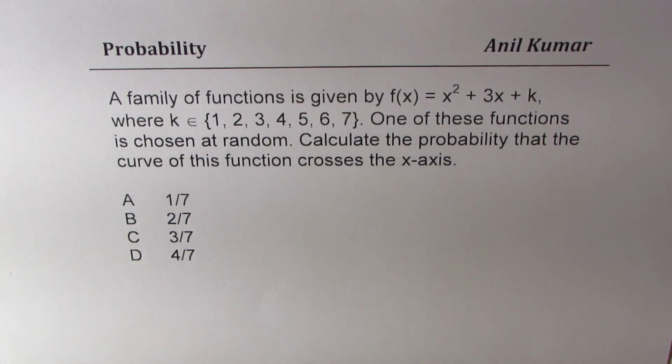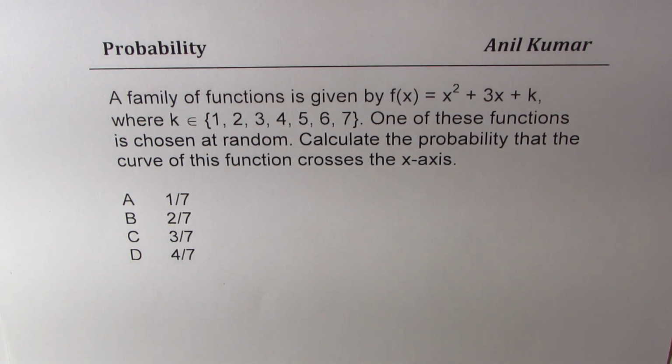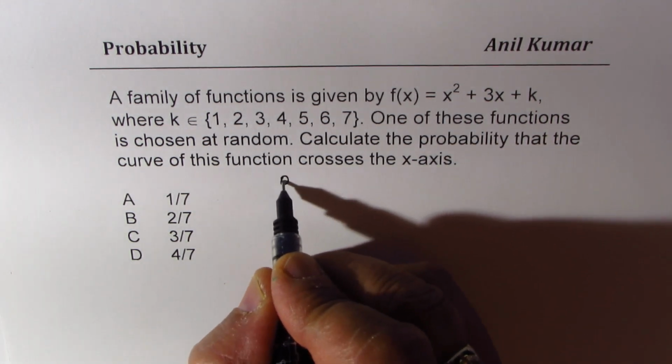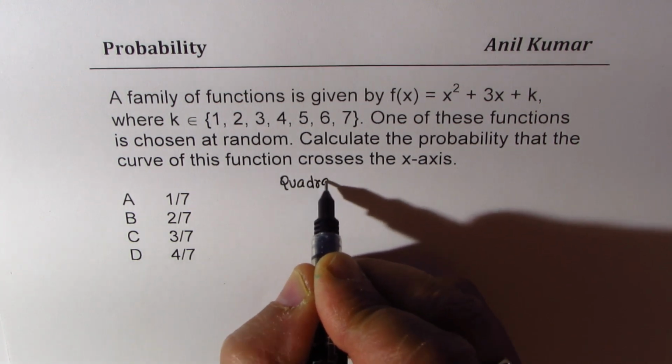Now here is a bonus question. A family of functions is given by f of x equals x squared plus 3x plus k, where k belongs to 1, 2, 3, 4, 5, 6, 7. One of these functions is chosen at random. Calculate the probability that the curve of this function crosses the x-axis. Right. So I hope you are reminded of quadratic equations. So we're looking into a quadratic equation, right?